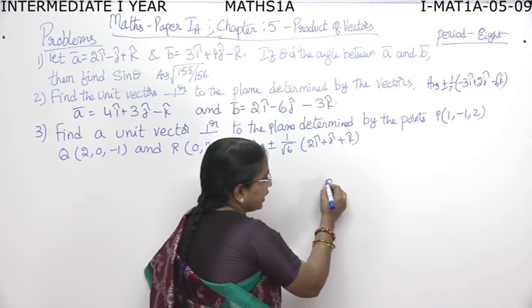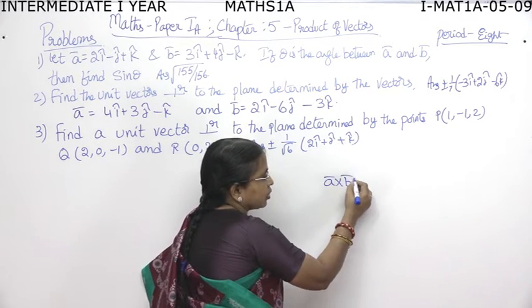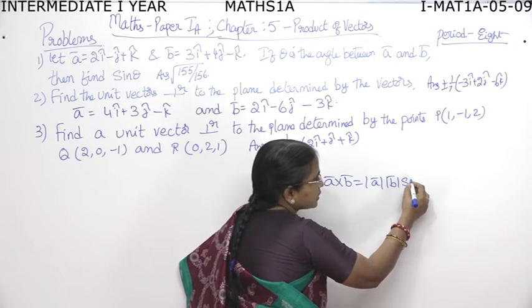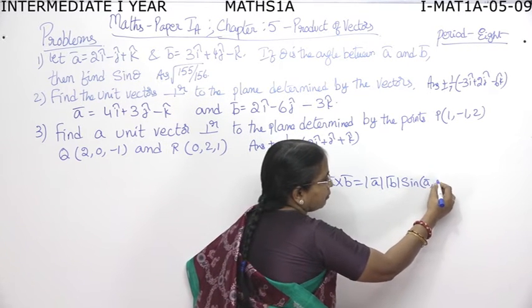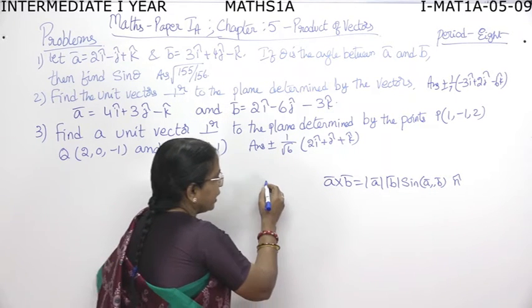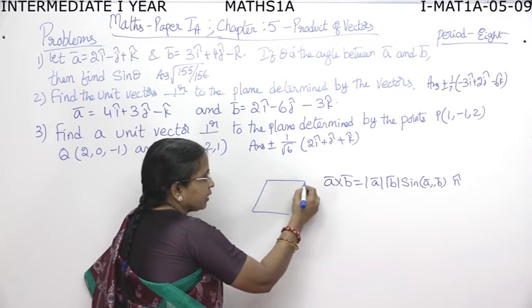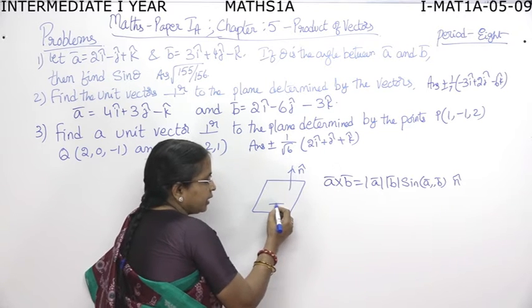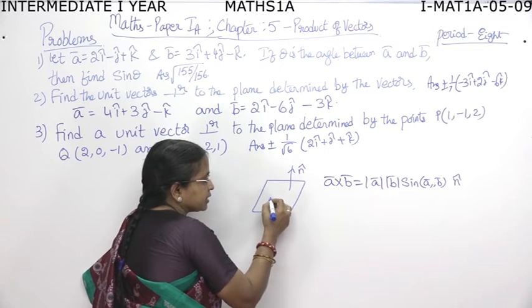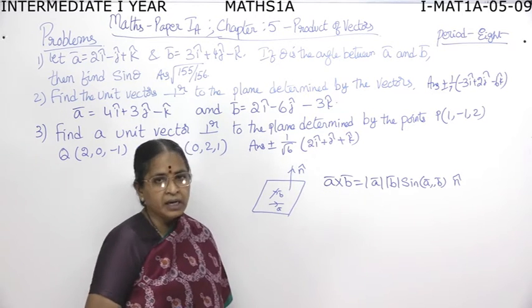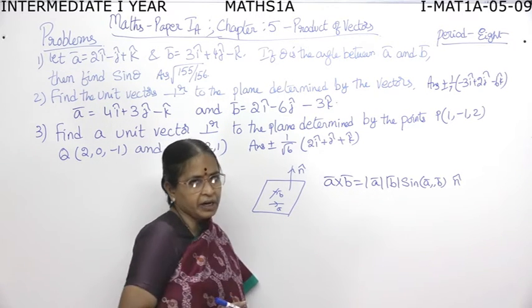So we defined A cross B as mod A into mod B into sine of angle between A and B into n cap, where n cap is a unit vector perpendicular to the plane containing A and B. And A, B, n cap will form a right-handed system. So like this we define.